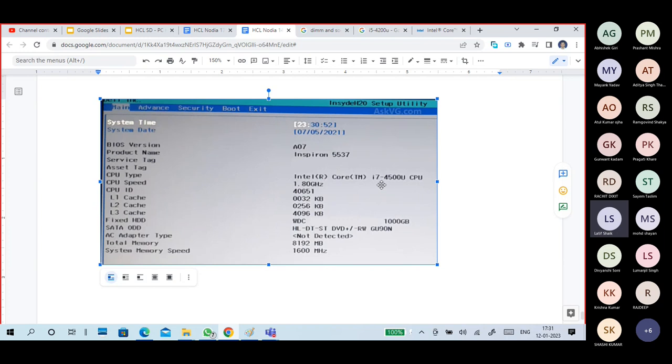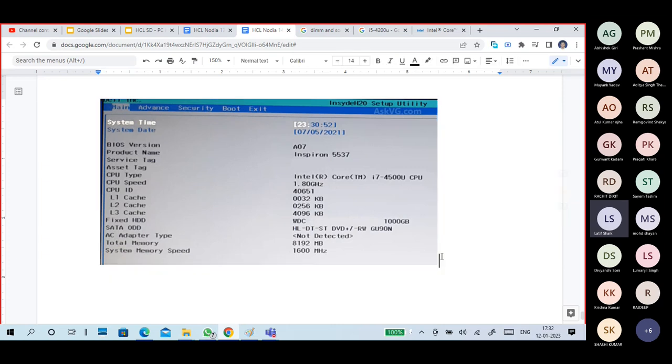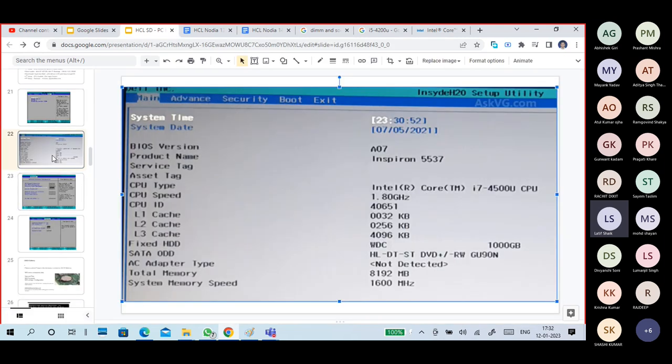4500, a fourth generation i7 processor, showing 1.8 gigahertz clock speed. A fixed hard disk of 1 terabyte is there, and a SATA DVD writer is installed. And 8 GB RAM, DDR3, with a RAM speed of 1600 megahertz, which means it's DDR3 RAM. See this? I can get the system configuration, date and time. I can change the date and time also if required. How did I get this information? By going to BIOS settings. How does my BIOS know? Because when power is on, the BIOS automatically gathers this information. It recognizes the hardware devices.